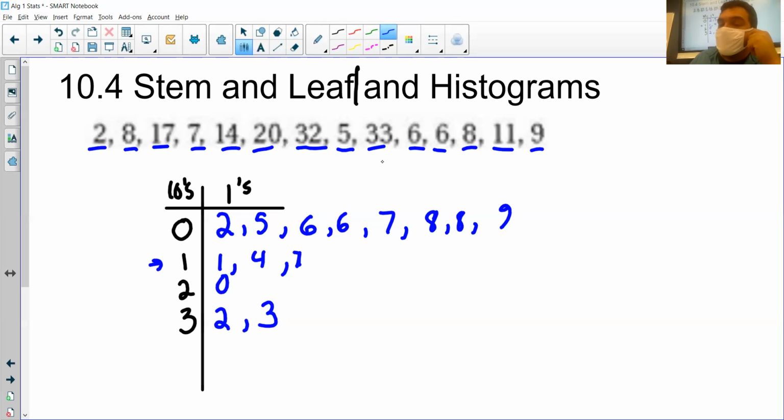32, 33. It makes it so much easier. It makes it much easier to put it in, and you can read it like that. Exactly. All right, any other questions about stem and leaf? We're going to do one more example. Good, keep it up.